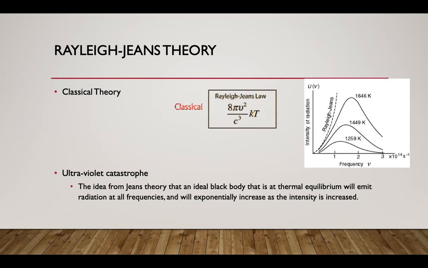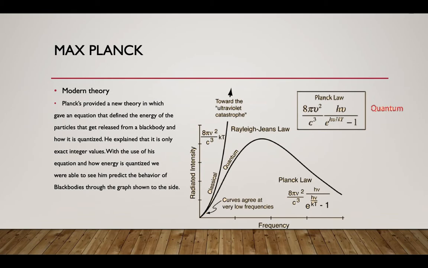So what happened in the year 1900 was a man by the name of Max Planck created what we call the modern theory, which was his opposition to the classical theory of black body radiation. And this is the comparison of that idea. He provided a theory that not only defined the energy of the particles of a black body that are getting released, but he was also able to quantize those numbers into specific integers. As he explained that, he was able to create a better equation and comparison of how intensity and frequency are related to each other.